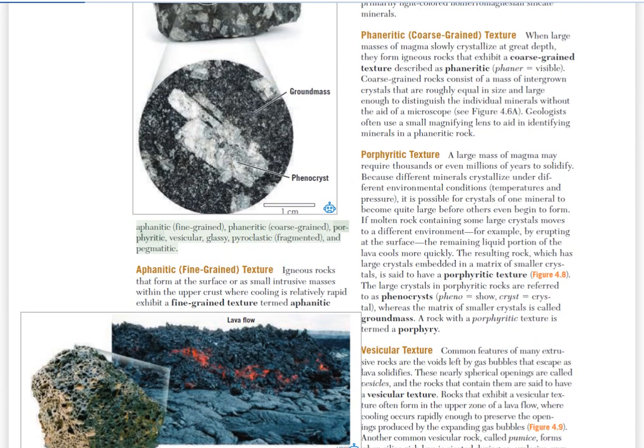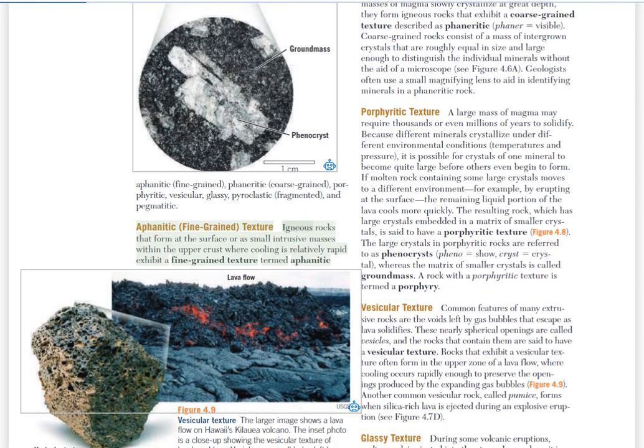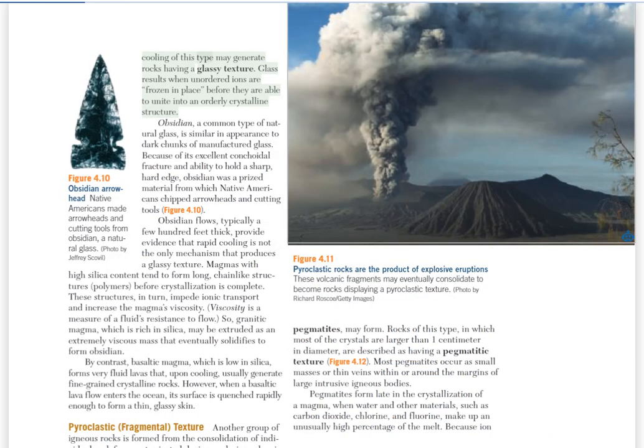Aphanitic, phaneritic, porphyritic, vesicular, glassy, pyroclastic, and pegmatitic. Aphanitic texture: igneous rocks that form at the surface or as small intrusive masses within the upper crust where cooling is relatively rapid exhibit a fine-grained texture termed aphanitic. Cooling of this type may generate rocks having a glassy texture. Glass results when unordered ions are frozen in place before they are able to unite into an orderly crystalline structure.